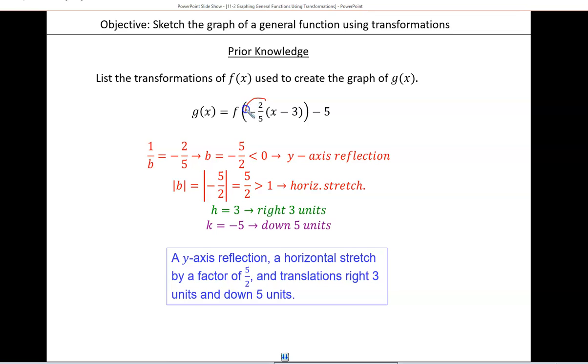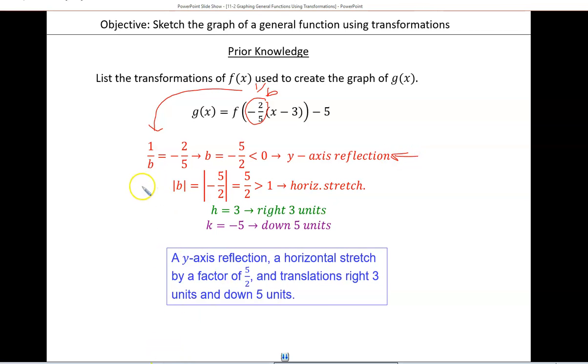So our negative 2/5, based on its position inside the parentheses and times the x minus h portion, this would be our 1 over b, shown here. And then we don't want to use that, remember. We want to use b, which would be its reciprocal. So negative 2 over 5 becomes 5 over negative 2, or negative 5/2. Now it is negative, meaning it's less than 0. So we do have a reflection. And remember that with our b, that reflection is a y-axis reflection.